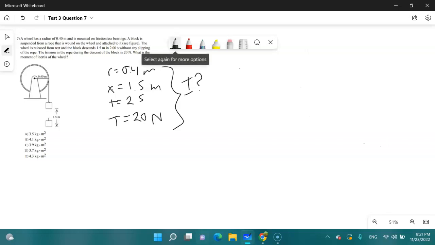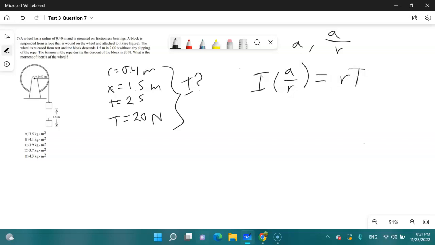To calculate the inertia, we're also going to have to remember, though we have the acceleration, we want the acceleration in different terms. We're going to do the acceleration over the radius. So we're going to do the inertia times the acceleration over the radius is going to be equal to the radius times the tension. And once we simplify this, inertia times the acceleration equals r squared times the tension. And then to isolate the inertia, we would have the radius squared times the tension over the acceleration.